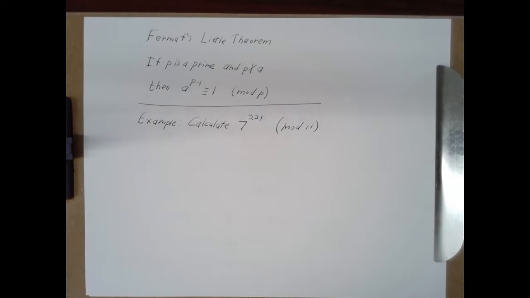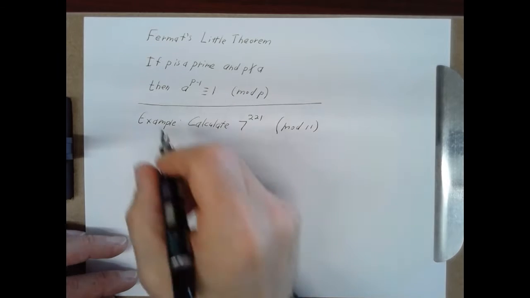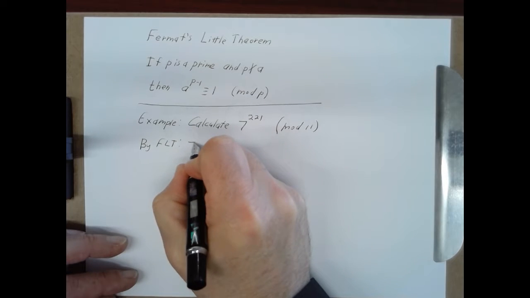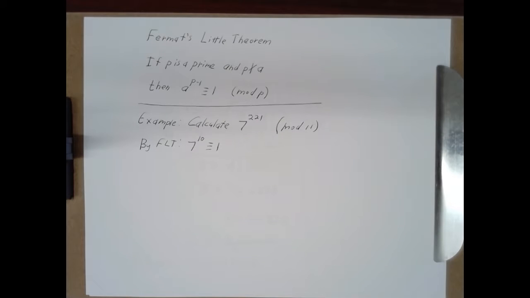Now multiplying 7 by itself 220 times is not what we want to do. And modular exponentiation will still require us to do about 8 multiplications to get up to 7 to the 128th, and then a bunch of multiplications to add up those exponents. But we can use Fermat's little theorem as follows. We know that 7 is not a multiple of 11. 11 is prime. So by Fermat's little theorem, 7 to the 10th is congruent to 1. P is 11, P minus 1 is 10. So 7 to the 10th is congruent to 1.